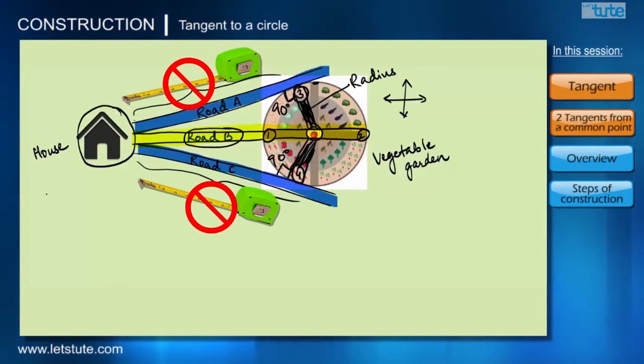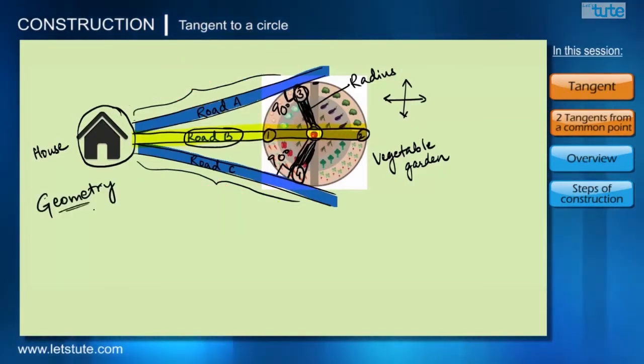Then what can we do? In that case, we will take help of geometry. As we have learned earlier, geometry helps us to construct any kind of shape very accurately. And before we start this construction, let me just give you the main idea behind the construction.